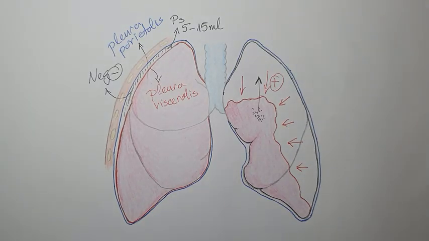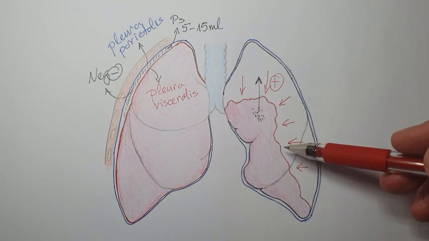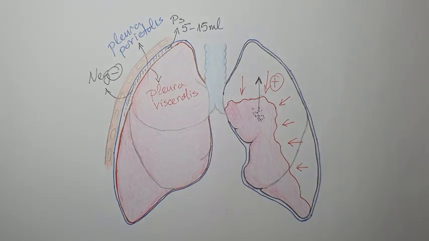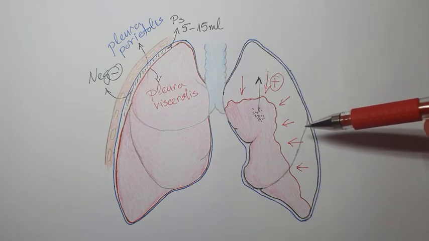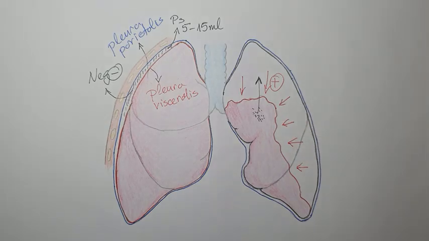There is a division of pneumothorax. Pneumothorax can be spontaneous when it happens in healthy lung tissue. It can be secondary pneumothorax when it happens as a secondary cause of some lung disease, some trauma, and so on. And it can be tension pneumothorax.